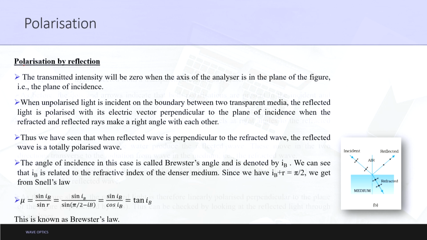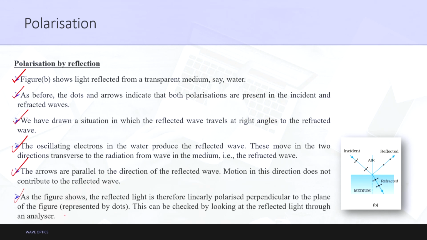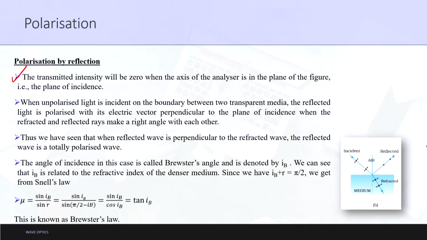Which analyzer is being talked about here? If we want to check whether the linear polarization has happened or not, it will only and only happen in the reflected wave. How will we check it? We will check it by looking at the reflected light through an analyzer. Maybe an analyzer can be kept here, and it can be checked whether the polarized wave passing through the analyzer is only of one single sense, whether it is a linear transverse wave or not. So that can be checked directly.